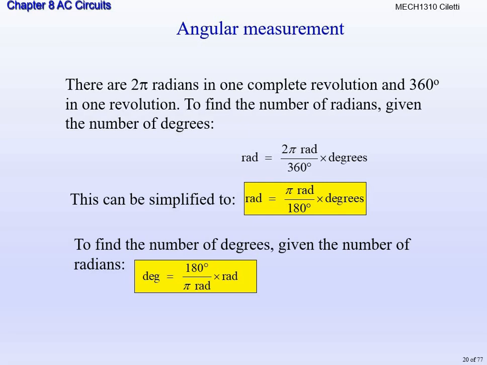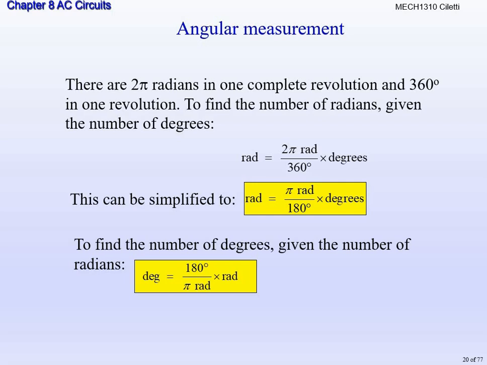Okay, so if we take a look at this, what we really want to be able to do to go from radians to degrees, we're going to multiply by 180 over pi. So that's what's in yellow right there, the simplified version. To go the other way, we're going to take degrees times pi over 180. Pi over 180 times degrees. That's going to get us into radians.